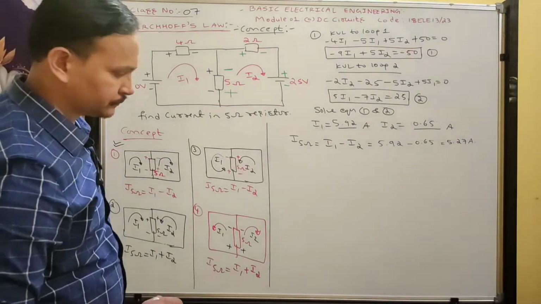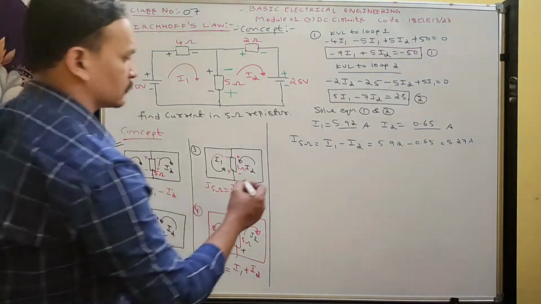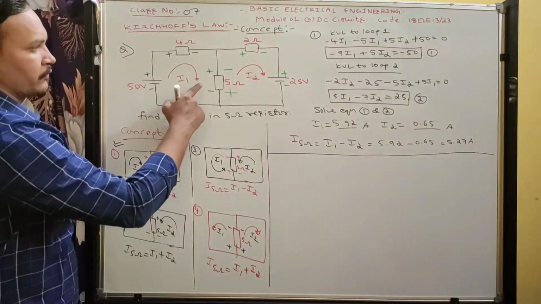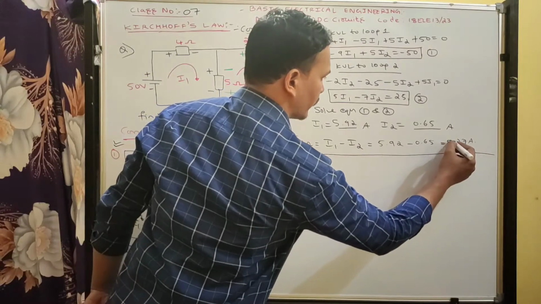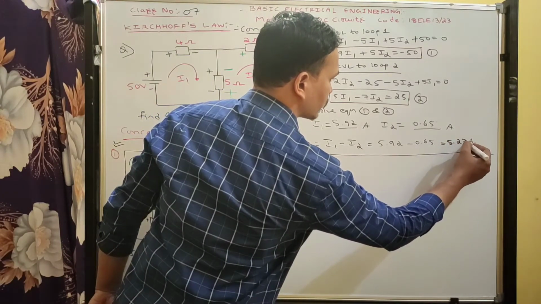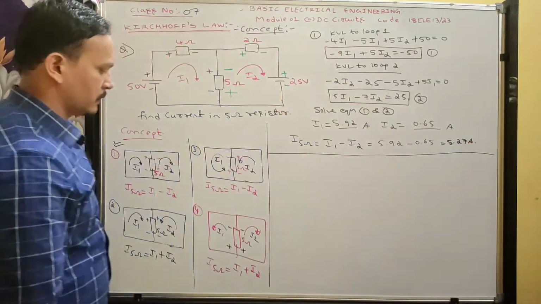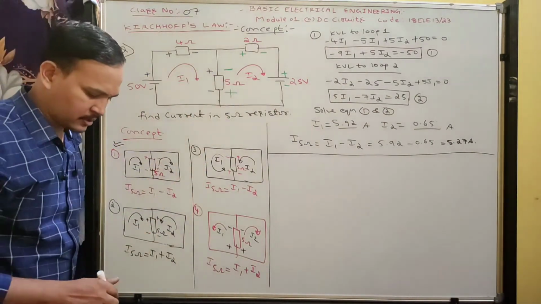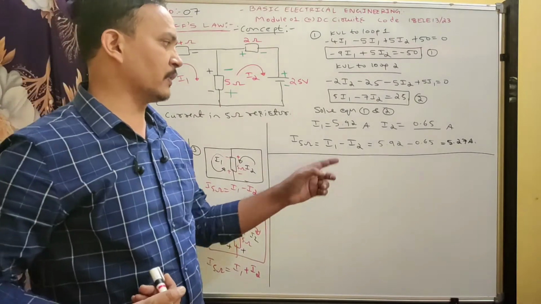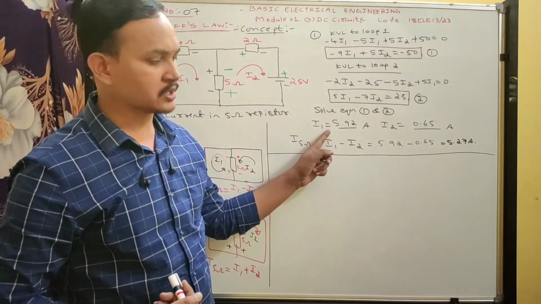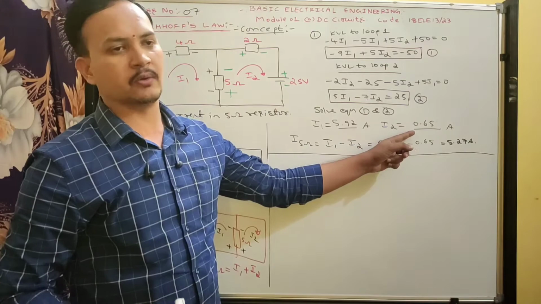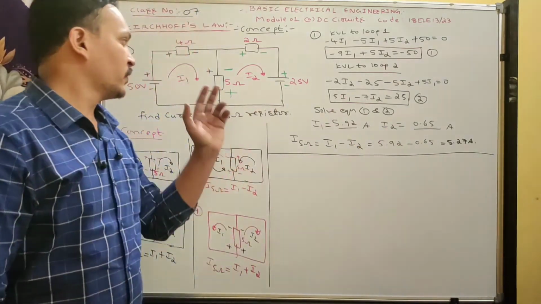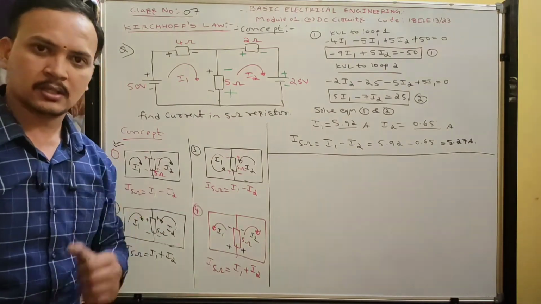Okay guys, got it? So what is the current flowing through the 5 ohm resistance? The current flowing through the 5 ohm resistance is 5.27 amperes in this case. See, for the assumed direction of current, if you got both values of current, I1 positive and I2 also positive, both loop currents being positive indicates your assumed directions are correct. Okay.